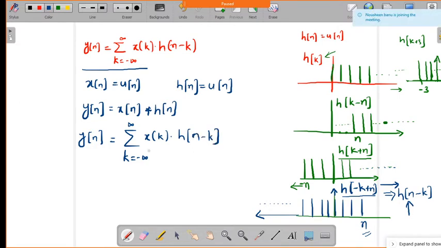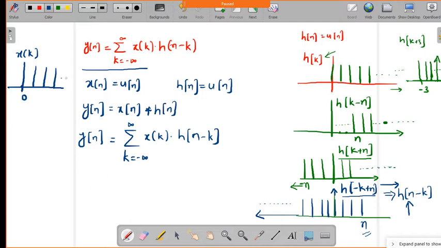So now if we need to define these two signals, what is x of k? Just see here, x of k will start from 0 and it will be the unit step signal, that is the unit discrete-time unit sequence, and it will go on up to infinity.